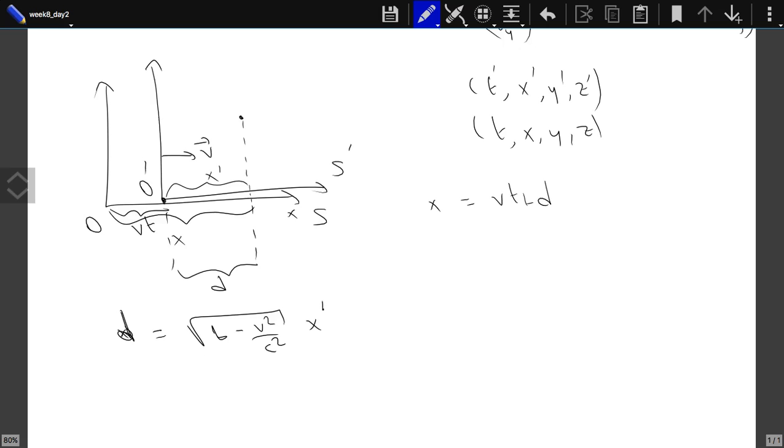D is what is measured in O. So it will be shorter than the measurement in S prime because of Lorentz contraction. Or, since we had already defined this parameter, which will be important for us, 1 over the square root of 1 minus v squared over c squared as gamma, this is x prime over gamma. We had already discussed the length measurement in different reference frames.